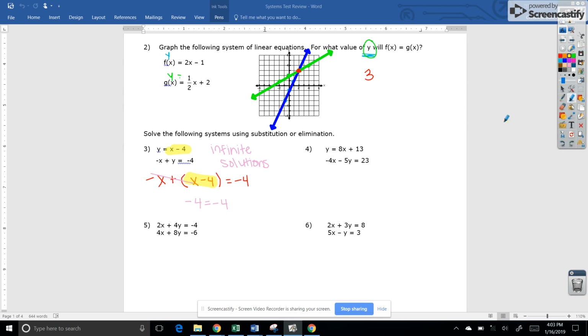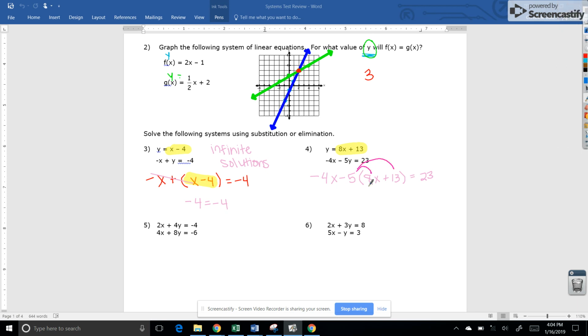Number 4, I'm also going to use substitution. 8x plus 13 is what y is equal to. So everywhere I see the y, I have to put 8x plus 13. Because I have a coefficient of negative 5, I'm going to add in the parentheses so I can distribute. So distributive property with my negative 5. So I have negative 4x minus 40x, and then negative 5 times 13 is negative 65 equals 23.